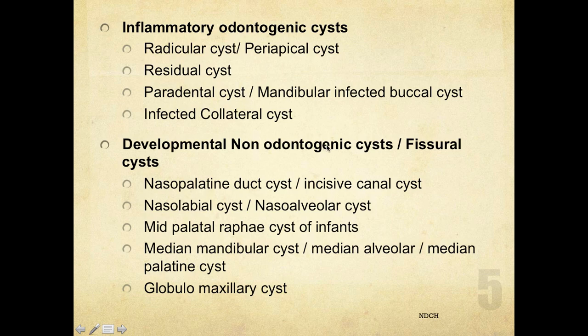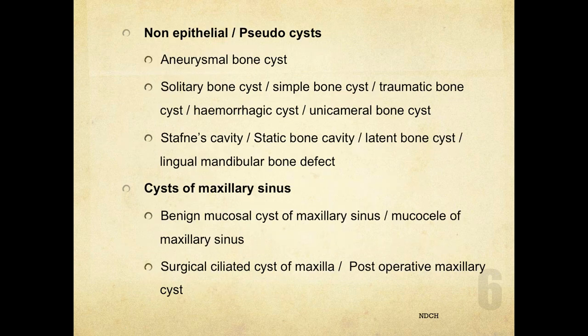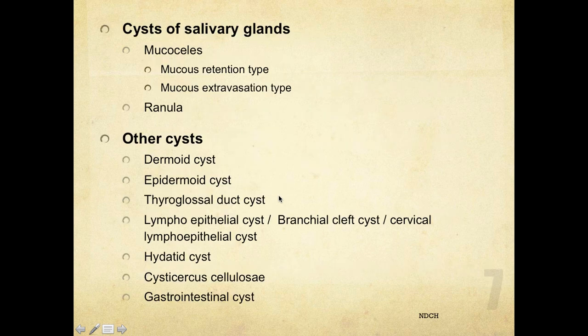In developmental non-odontogenic cysts, which are called fissural cysts, you have the nasopalatine duct cyst, the nasolabial, the mid-palatine raphe, and the others. The non-epithelial or the pseudocysts are the aneurysmal bone cyst, the solitary bone cyst, and the Stafne bone cavity. The benign mucosal cyst of the maxillary sinus and the surgical ciliated cyst of the maxilla both are cysts of the maxillary sinus. Cysts of the salivary glands comprise mucoceles and the ranula, and you have a list of other cysts ranging from dermoid cyst till the gastrointestinal cyst.